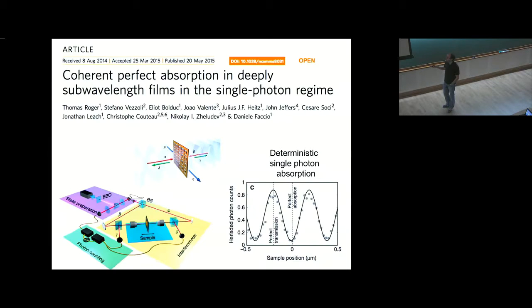If, on the other hand, you put it at the antinode of your standing wave pattern, then instead of the 50% absorption that you measure in the traveling wave case, you actually find 100% absorption. So this is why it's called coherent perfect absorption. 100% absorption, which in a 10 nanometer film is rather remarkable. There's no other way that I'm aware of that you can achieve this.